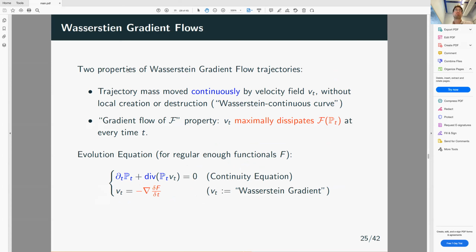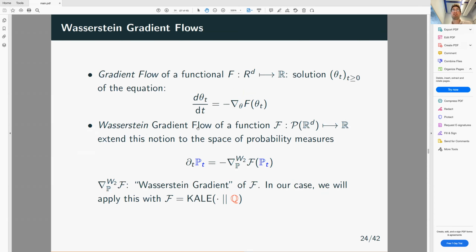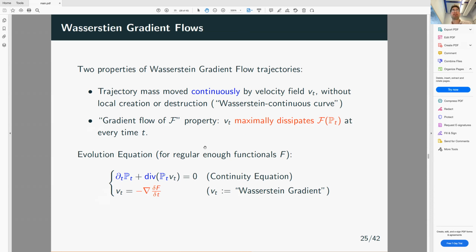So what are the two important properties of Wasserstein gradient flow? The first one is that we're going to move the probability distribution pt, which is the analogue of theta t, which would be, for example, a Euclidean parameter. Here it becomes a probability distribution, and pt is going to move over time in a way that is continuous in the Wasserstein geometry. And trajectories that are continuous in the Wasserstein geometry, in the space of probability distributions, are trajectories that do not create or destroy mass. They can only be moved continuously using a velocity field. I'm going to make it clear in animations later.